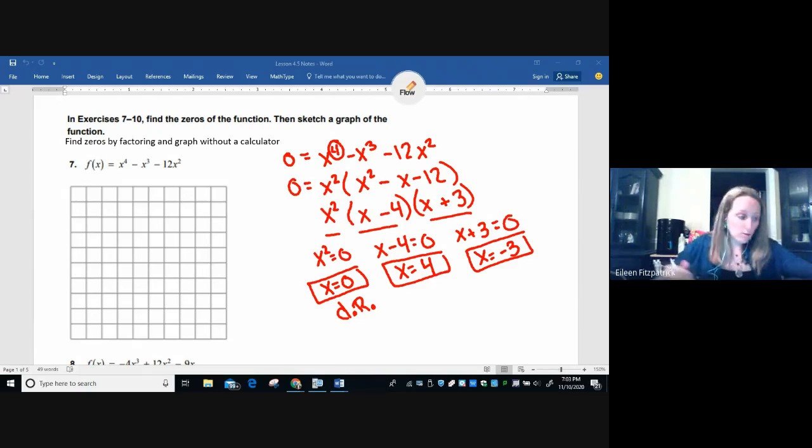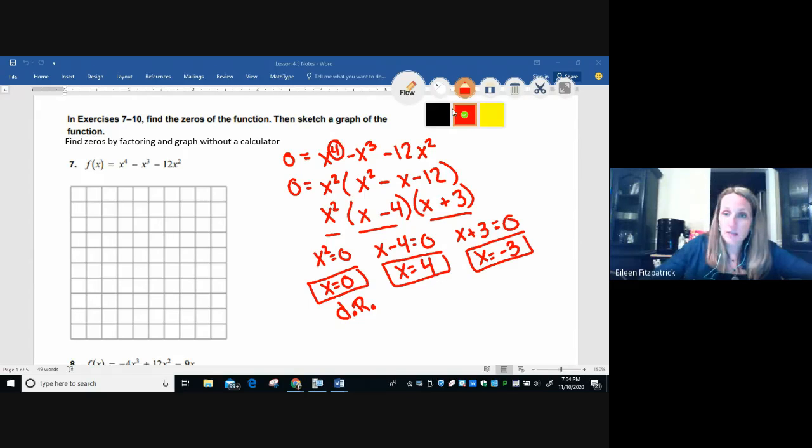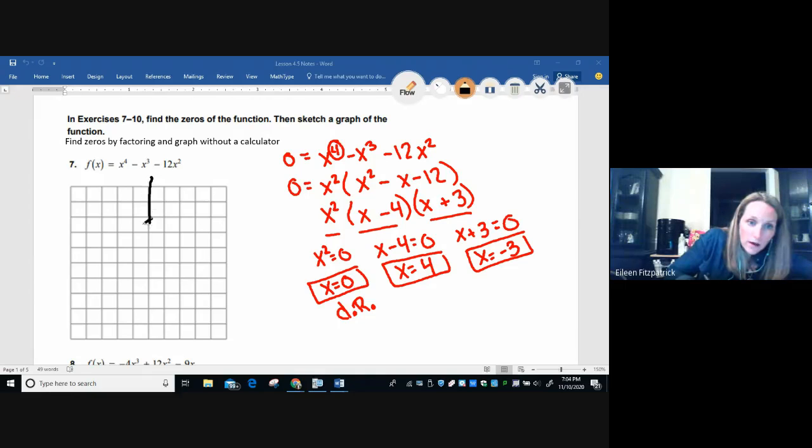Okay, now in order to sketch, we have to talk a little bit more about the graph, but let me get my XY axis drawn up here. You can do it right in the middle. So here's my Y axis. Here's my X axis.